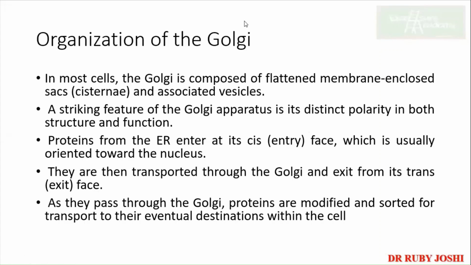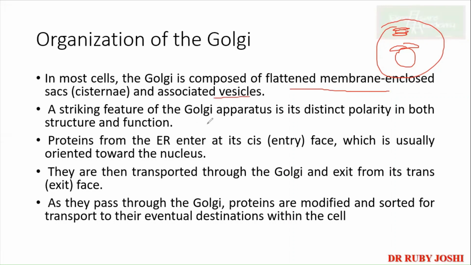So, organization of the Golgi, needless to say, I believe everyone knows about it. In the case of the Golgi, this is the nucleus, ER, and we have the Golgi stacks over here. We know that it has the cis, trans and intermediate compartments, right? It is composed of flattened membrane-enclosed sacs called cisternae and the associated vesicles.